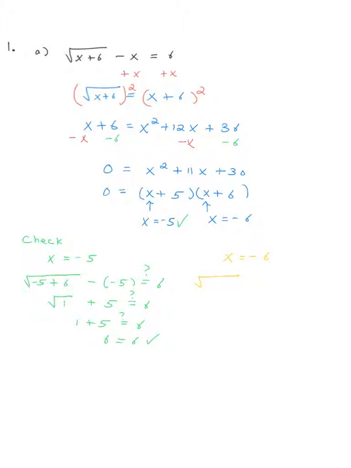That's the square root of -6 plus 6 minus -6. Is that equal to 6? Is this thing a true statement? That's the square root of 0 plus 6 is equal to 6. We're asking, is this true? And the square root of 0 is 0, so actually both of these solutions work in the equation. There are no extraneous solutions, therefore that's my answer for part A.